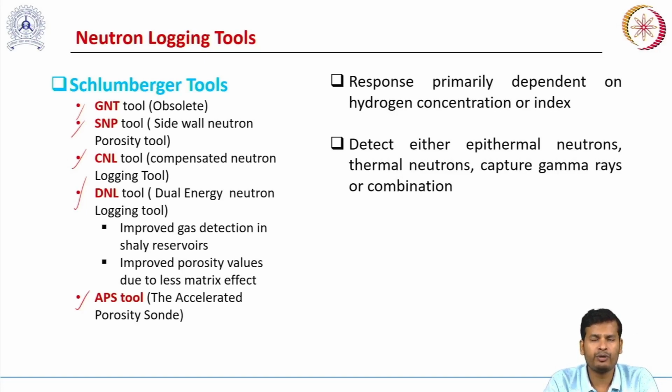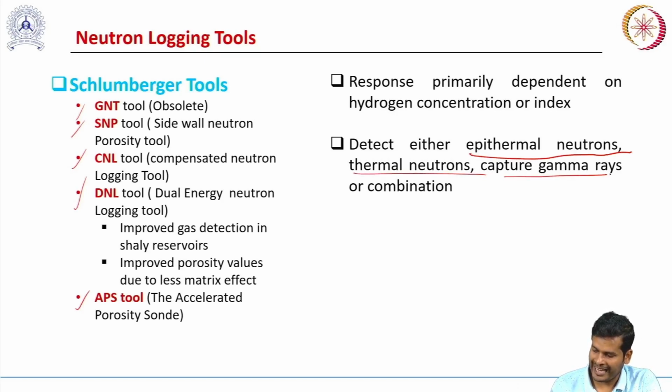Most of the wells nowadays will have either the CNL porosity tool or the DNL porosity tool. These two tools differ only in the measurement, whether they are counting the epithermal neutron, thermal neutron, or the capture gamma ray. The response is still related to the hydrogen index. So hydrogen index can be used to calculate the porosity, which will be given by this tool.